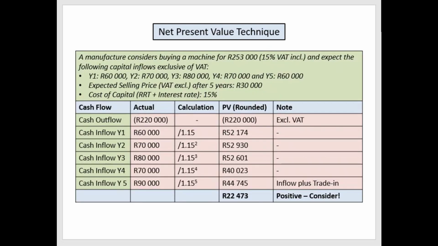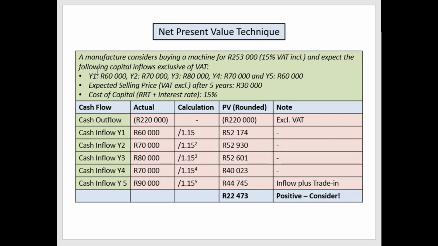Okay. Now let's have a look here at the net present value technique. It says the following. Here's a manufacturer, and he considers buying a machine for 253,000. That's the cost of the machine. 15% VAT is included. And he expects the following capital inflows exclusive of VAT. Expectation, so this is his budget.